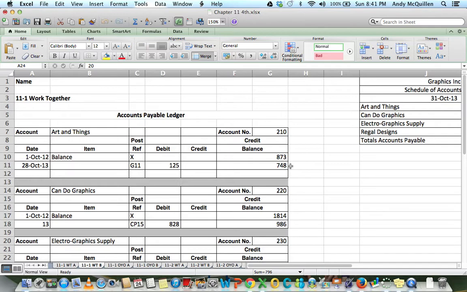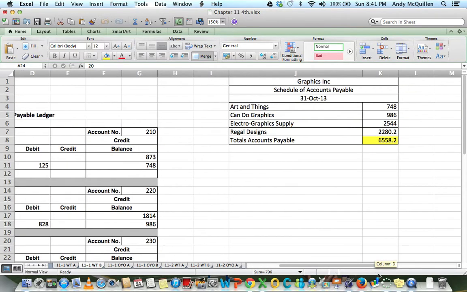The last thing it tells you to do is prepare a schedule of accounts payable for Graphics Inc. October 31st, the current year. Accounts payable balance on the general ledger on October 31st is 6558.2. So we go over here, and there is one little error. I think I have this on the third line, the schedule. It should be on the second line. So it's Graphics Inc., schedule of accounts payable. The date is October 31st.